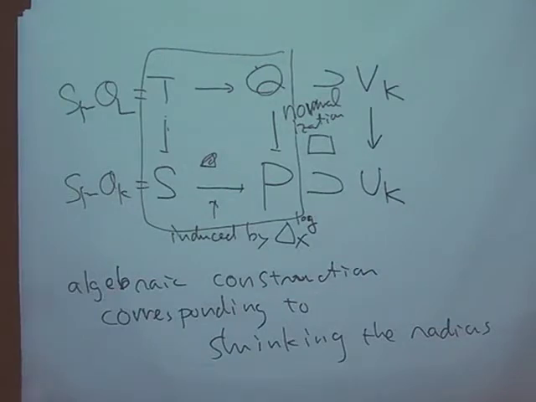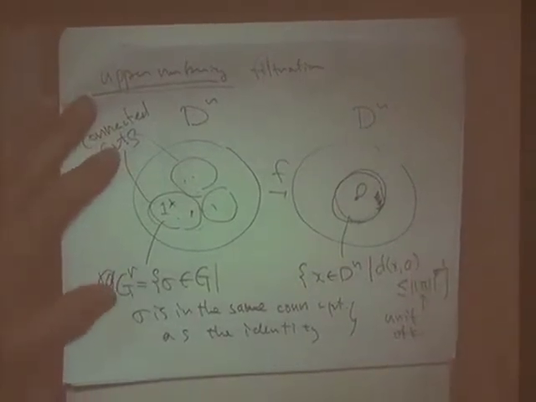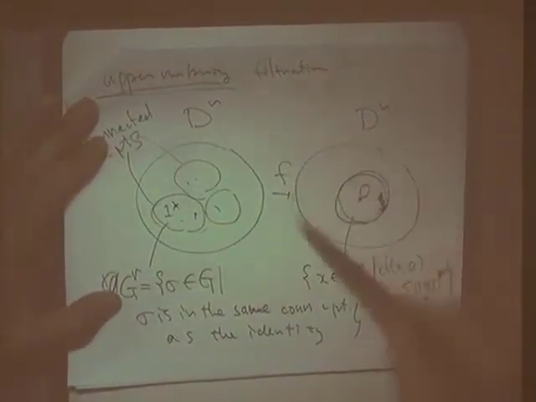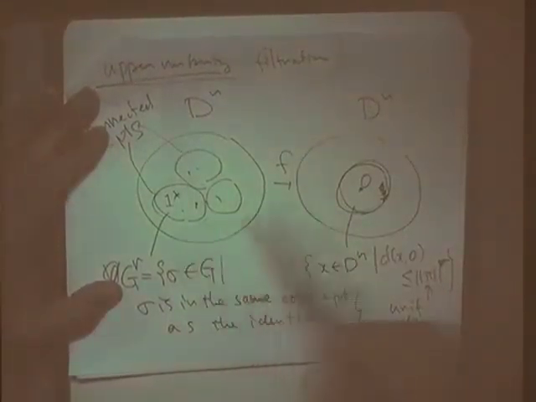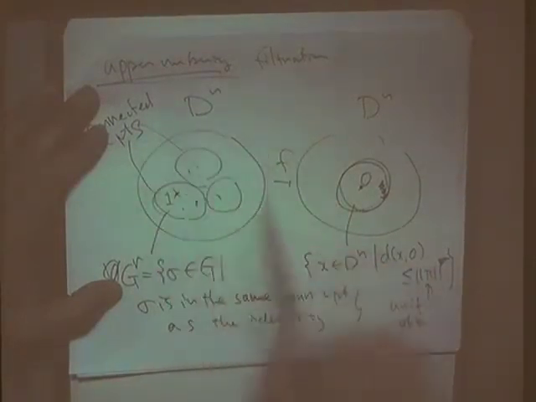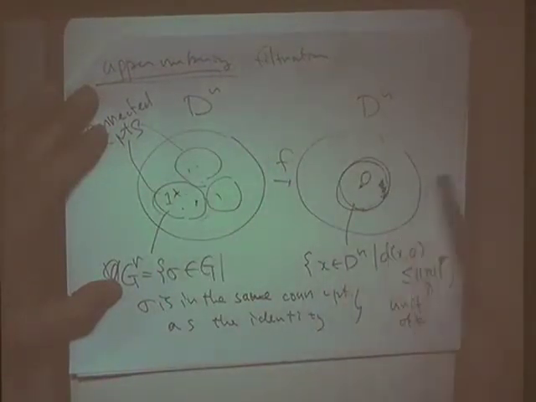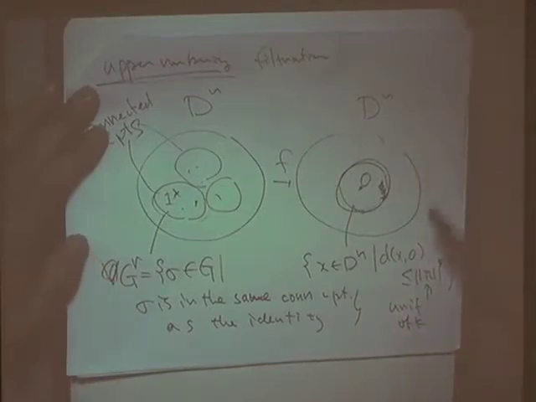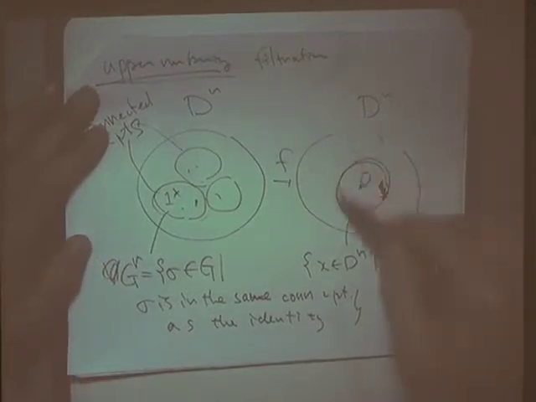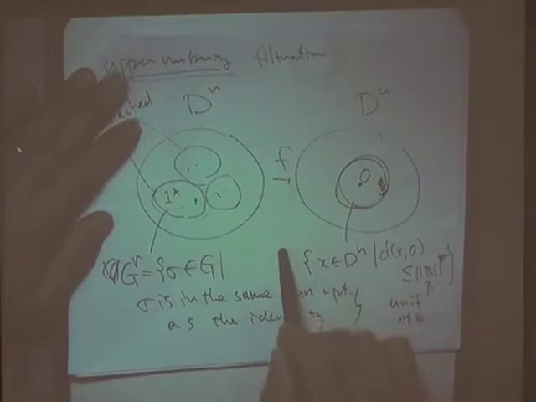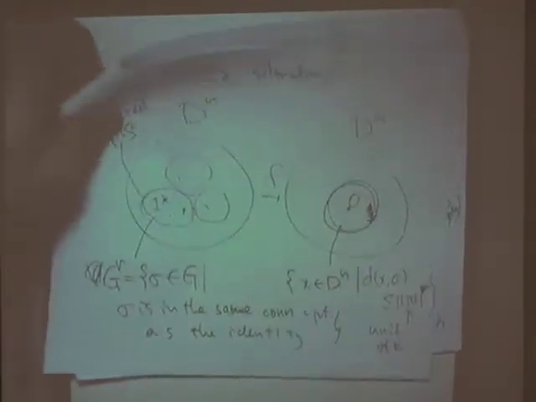So yesterday, after defining such diagram, we made a construction like this to define the upper numbering filtration. So we started with the map here from a disk to another disk, and what we did is that we took a smaller disk and we looked at the inverse image. So this is a picture in this geometry, but we want to do it algebraically.